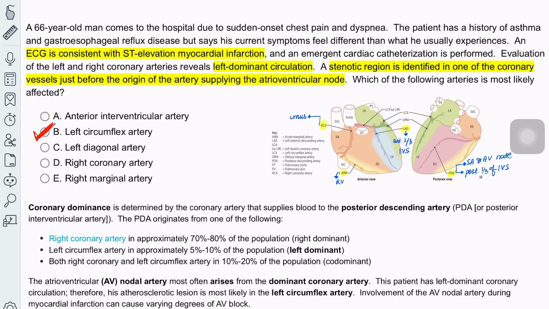So the answer is left circumflex artery. So let's look at the blood supply of the heart. First of all, let's understand what dominant circulation means. If the dominant side is right, that means the AV node is supplied by the right posterior interventricular artery. And if the circulation is left, the AV node is supplied by the left posterior interventricular artery. The left posterior interventricular artery arises from the left circumflex artery. On the other hand, the right posterior interventricular artery arises from the right coronary artery.